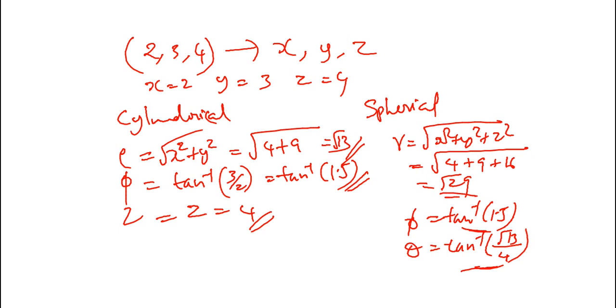But so far we have seen how to convert from Cartesian to cylindrical and spherical. So in the next class we will see how to convert back and how to find the components in each coordinate system. So that's all. Thank you.